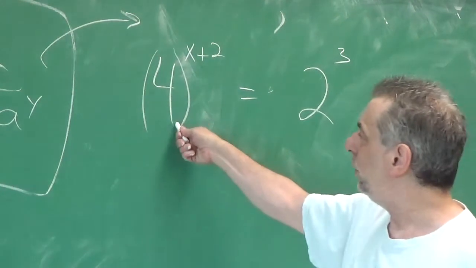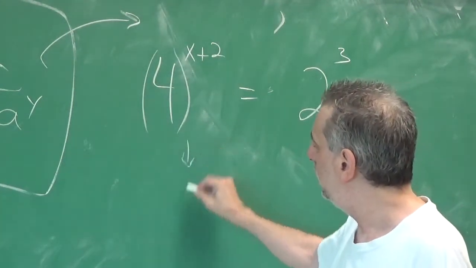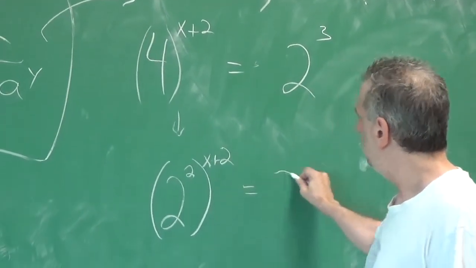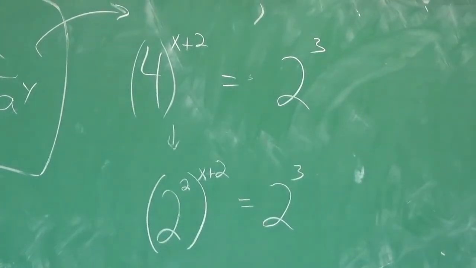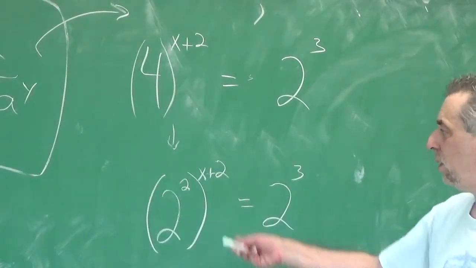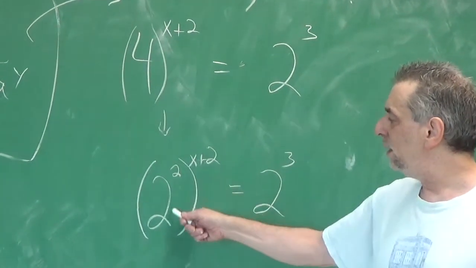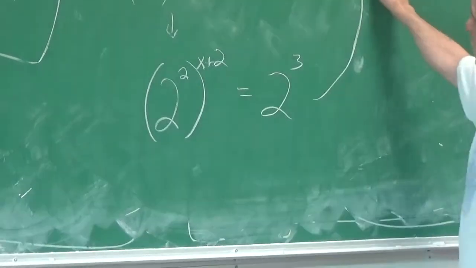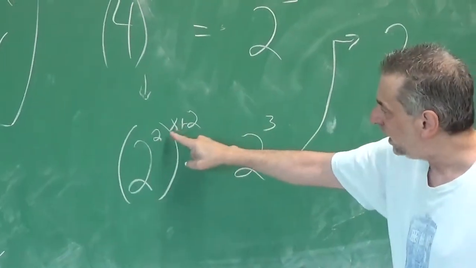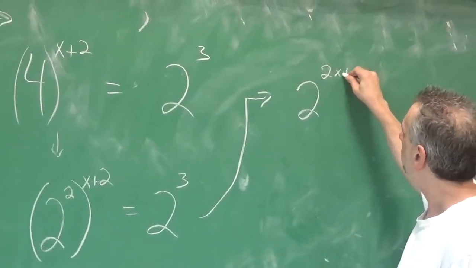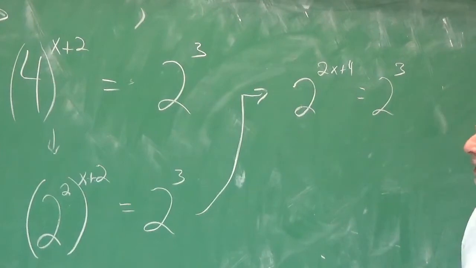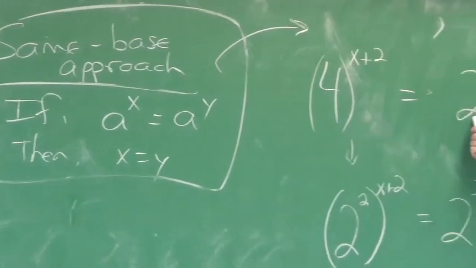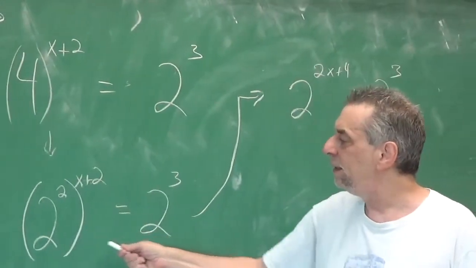Right there, I can rewrite 4 as 2 squared. So I can rewrite this as 2 squared raised to the x plus 2 equals 2 to the third. And now, since we're working with exponents, we have to recall our properties of exponents, right? When we raise a base to a second exponent, we multiply those exponents together. So now we're going to multiply that and get 2x plus 4 over here. And now we've created the if statement that we want, right? So in the first example, the base was already the same. Here we had to do a little bit of in-between work to get the bases to be the same.